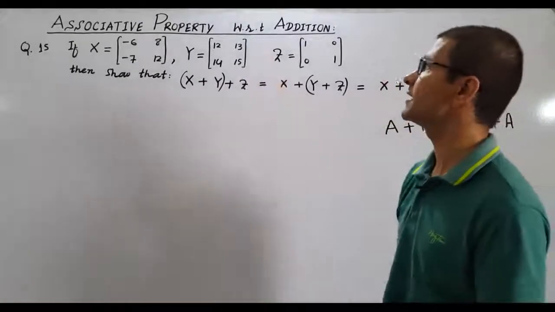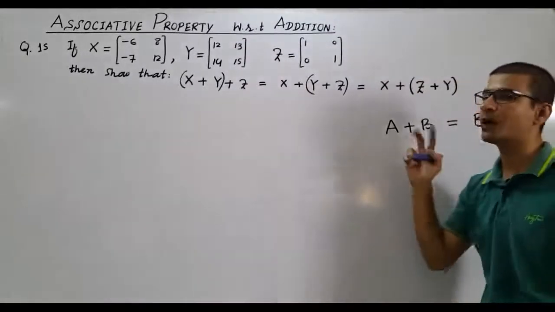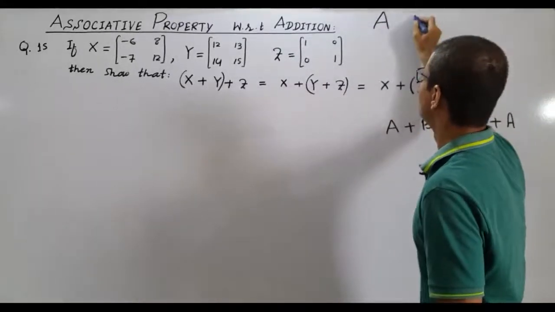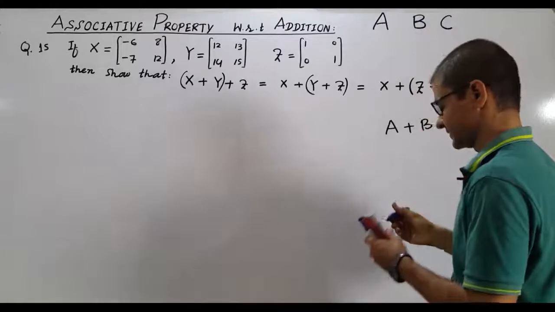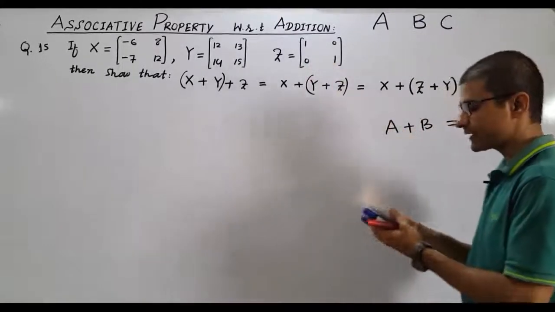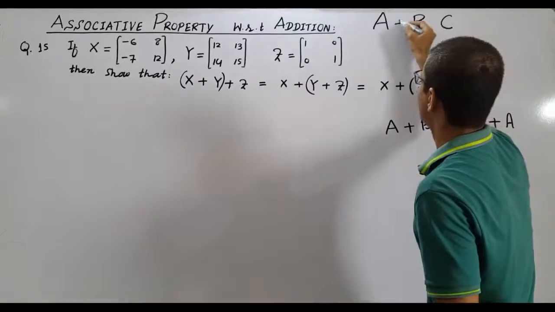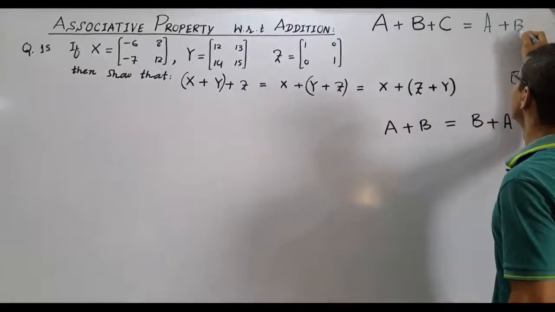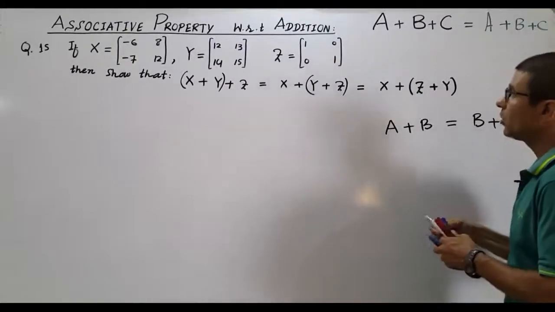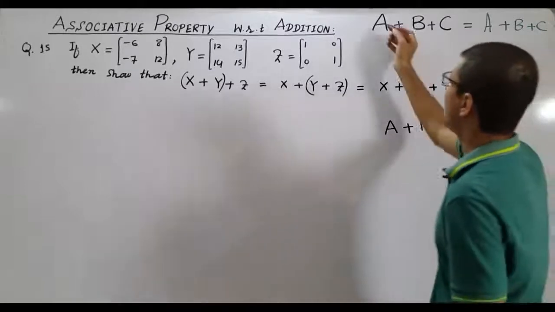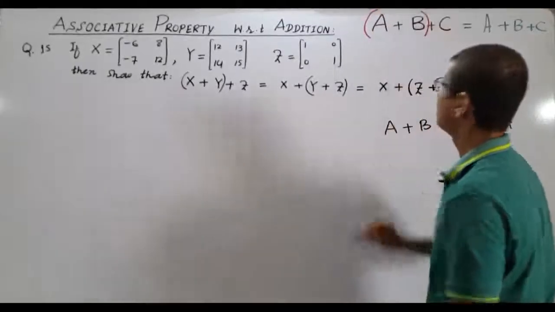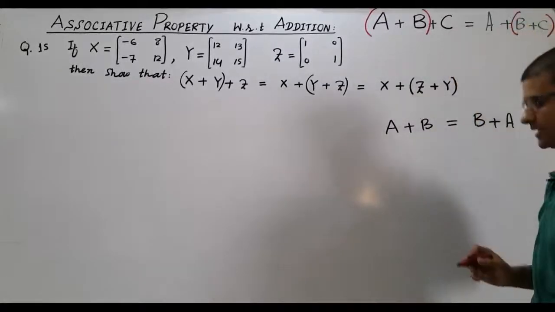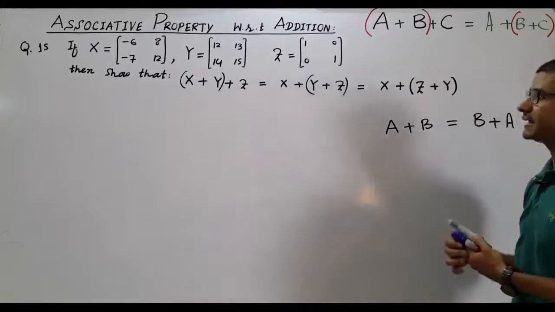Now we are on the associative property with respect to addition. In commutative we have two matrices, but in associative we have three matrices. Let's suppose we have A, B and C, three matrices, and we have to add them. A plus B plus C. Now in associative, if you first add A plus B then C, here first add B plus C then A. This property is known as the associative property with respect to addition.